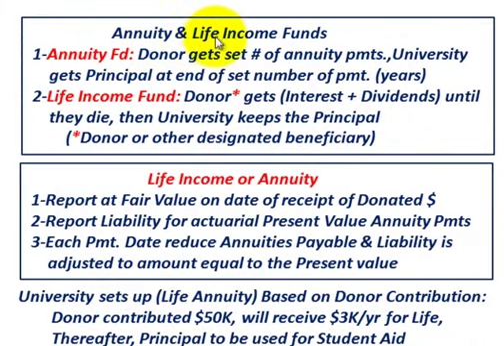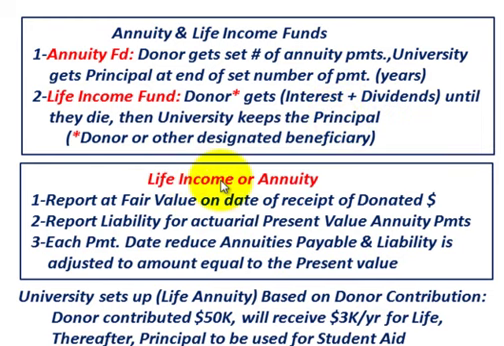Now let's look at annuity and life income funds. An annuity fund is where the donor gets a set number of annuity payments. The university gets the principal after the set number of payments have been made, or a time designation, say in years. And secondly, a life income fund is where the donor or any of the donor's designated beneficiaries gets the interest plus any dividends until they die. Then the university gets to keep the principal.